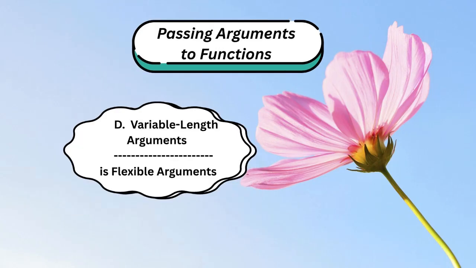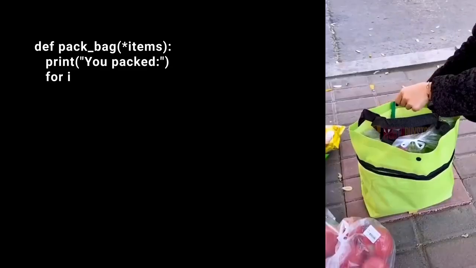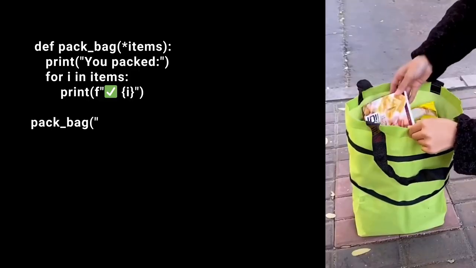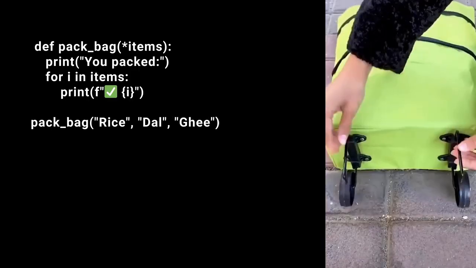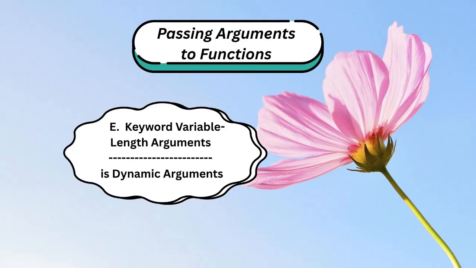What is a variable length argument in Python? It allows a function to accept a variable number of positional arguments. You can pass as many values as you want and they will be treated as a tuple inside the function. Real life example, packing a grocery bag. Some days you buy 2 items, some days 10, and your bag can take all. Here is the code. I designed one function, pack_bag, and while calling the function I pass rice, dal, ghee, different types of arguments. It will collect all the arguments and print them using a for loop.